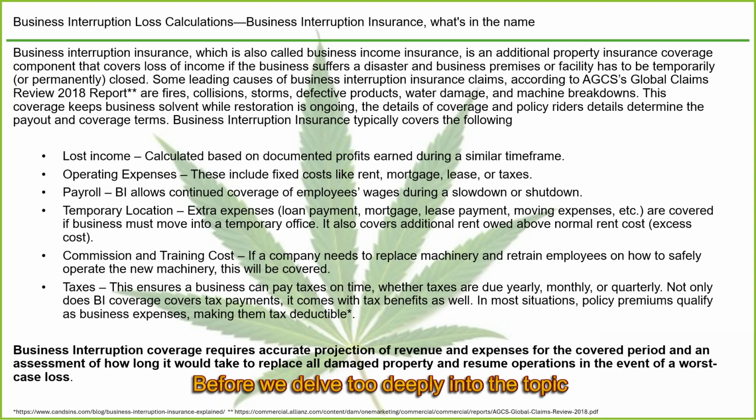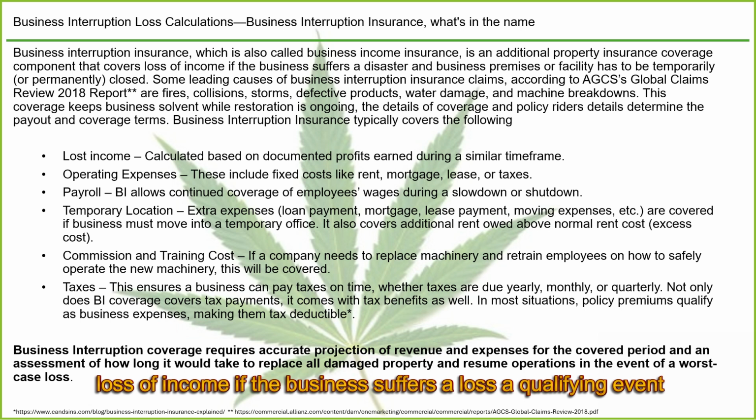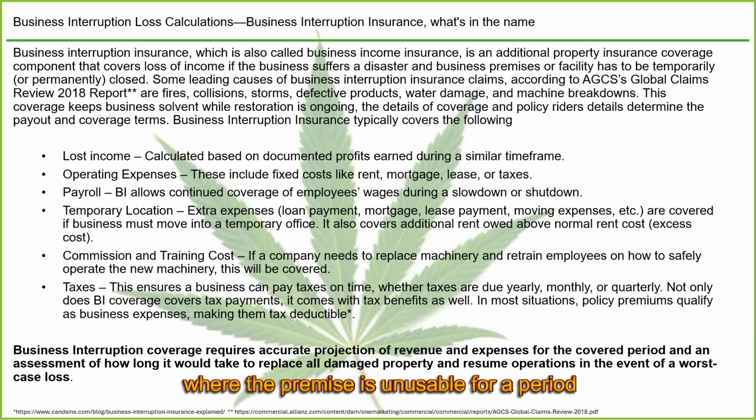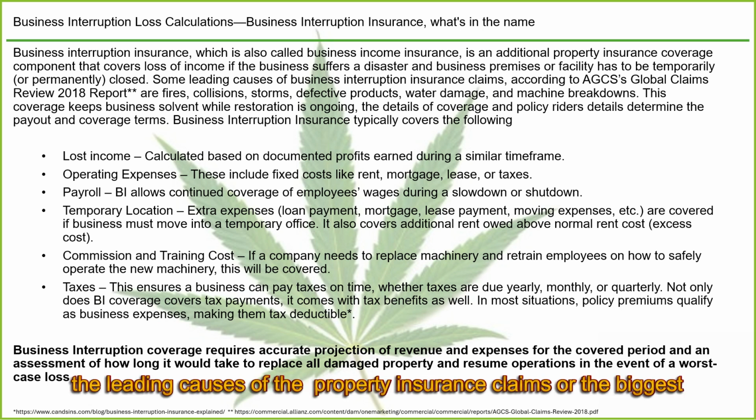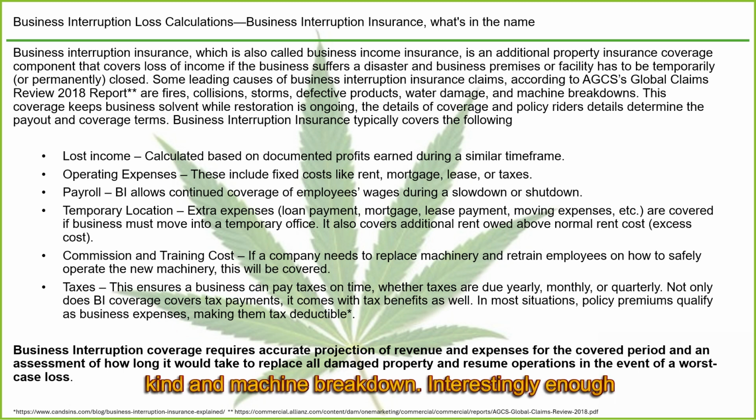Now, before we delve too deeply into the topic, let's discuss what is business interruption insurance. It really is an additional property insurance coverage that covers specifically loss of income if the business suffers a loss qualifying event where the premises is unusable for a period of time, or the business really has to relocate to an entirely different area. Based on the global claims analysis, the leading causes of the business interruption claims are obviously fires, collisions, storms, defective products, water damage of various kind, and machine breakdown. Interestingly enough, earthquakes are not included in this list because earthquakes are covered by an entirely separate insurance type.